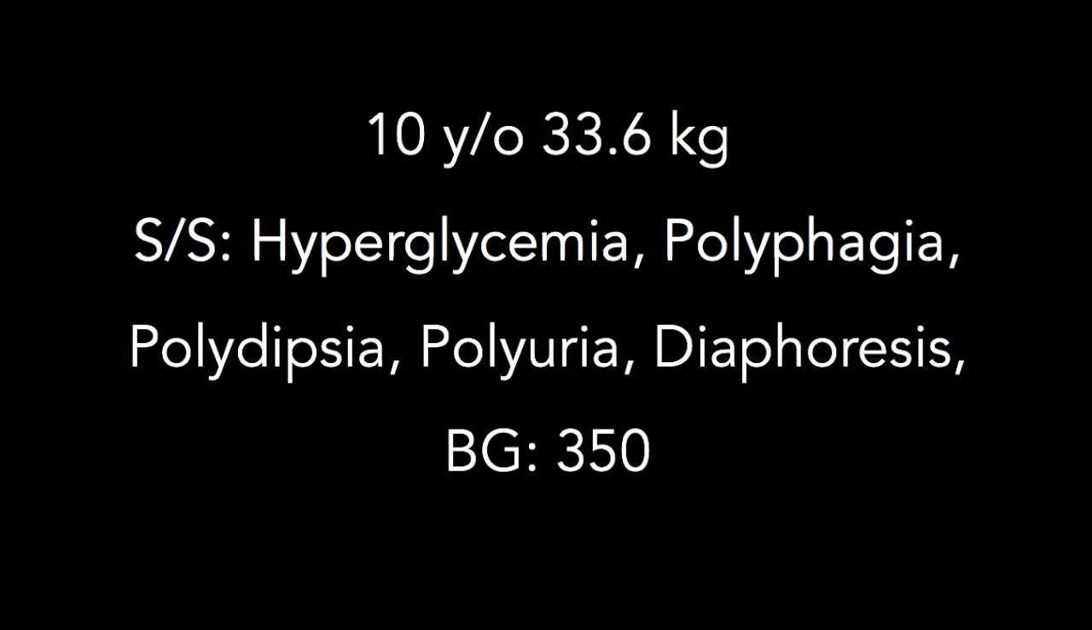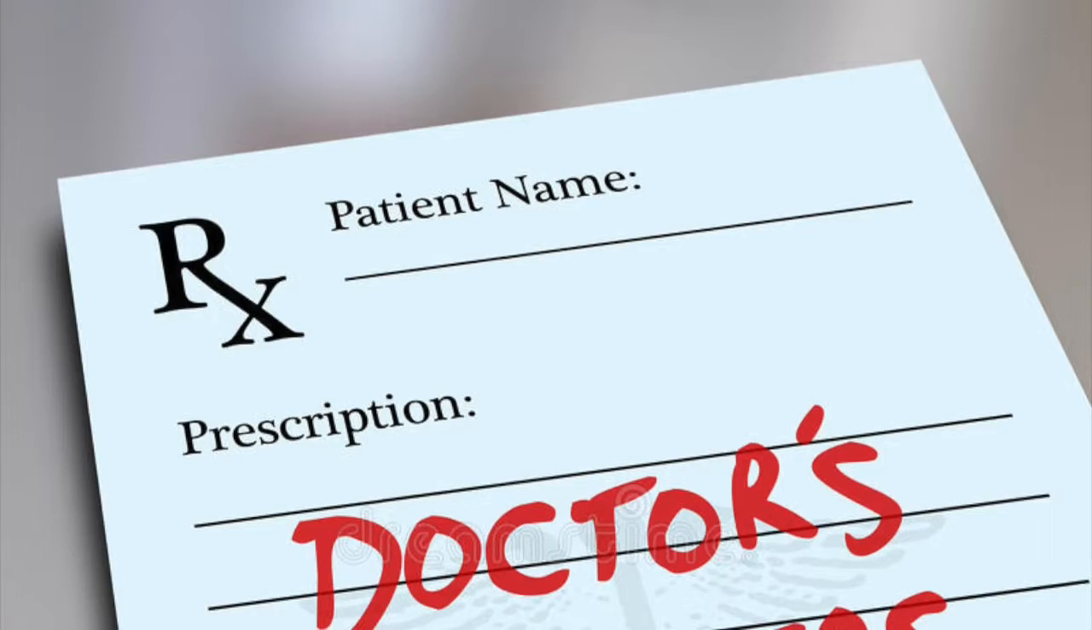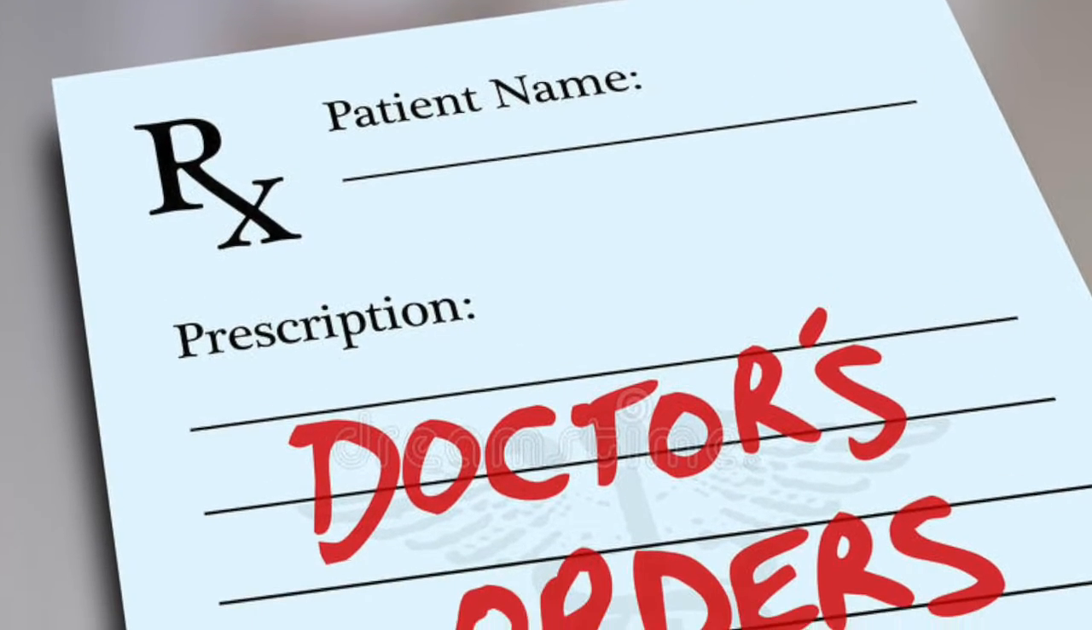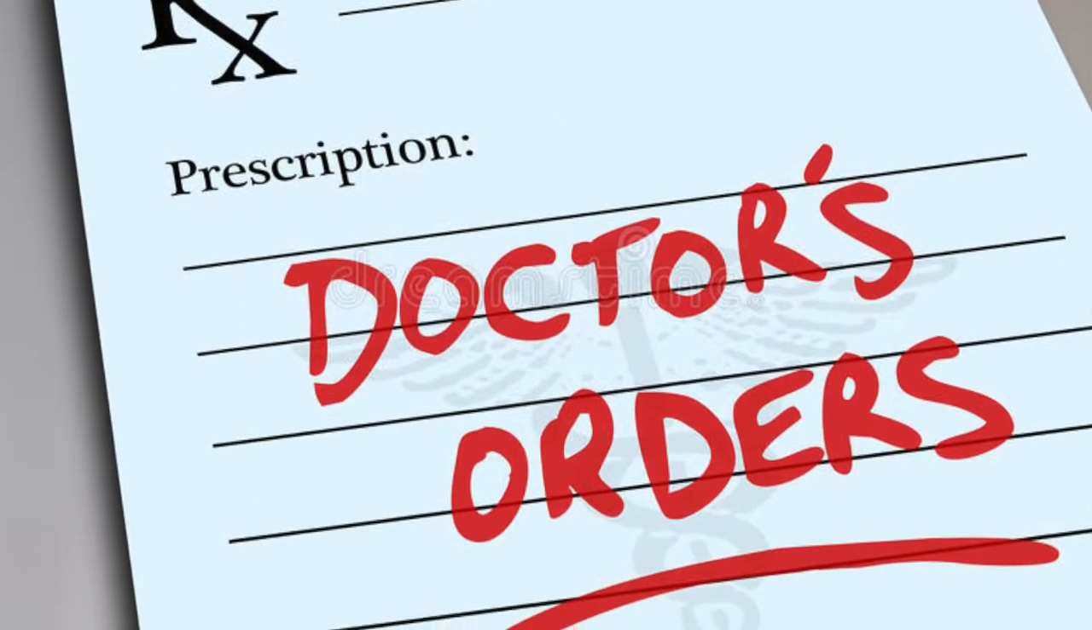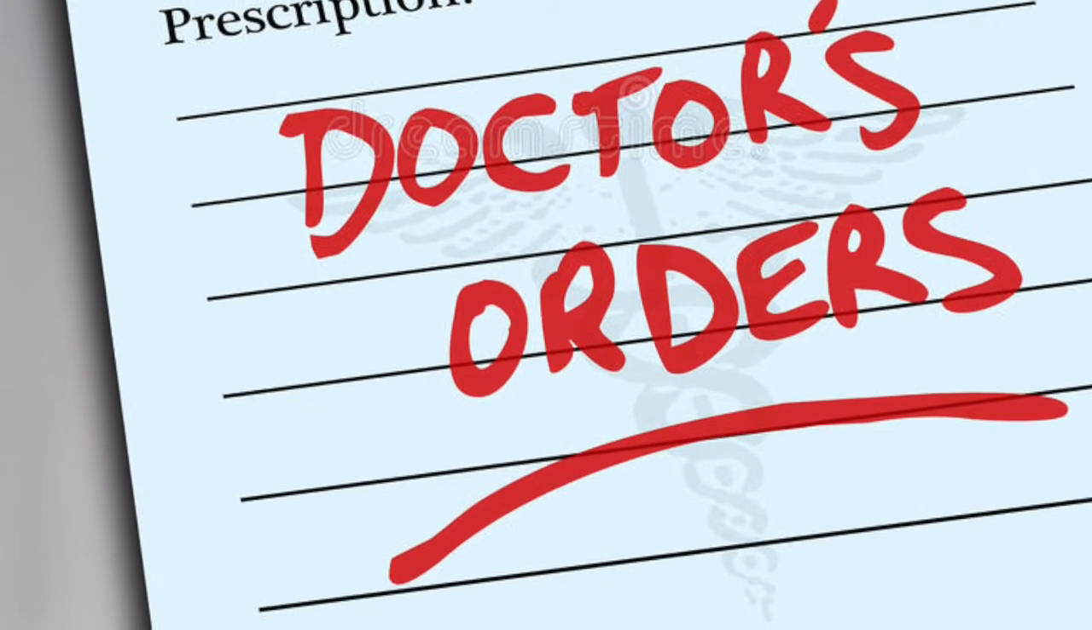In this scenario, a 10-year-old patient who weighs 33.6 kilograms presents with signs of hyperglycemia, including polyphagia, polydipsia, and polyuria, and a blood glucose level of 350. To complete the two-bag system protocol, you'll want to begin by checking your facility's policies and procedures. You'll then want to confirm your doctor's orders for the system and gather your supplies.